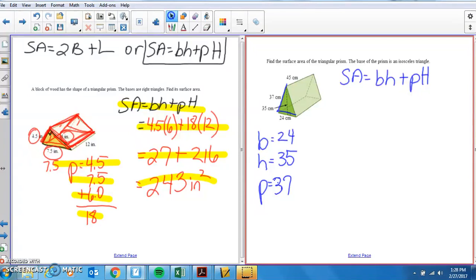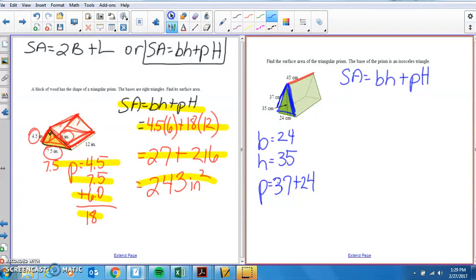I'm going to add up the bottom, which is 24. And I'm going to add up this right side. Now, we don't have a measurement here. That 45 represents the distance of the entire shape. All right, so how do we find this missing side over here?